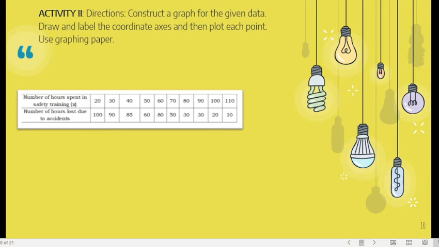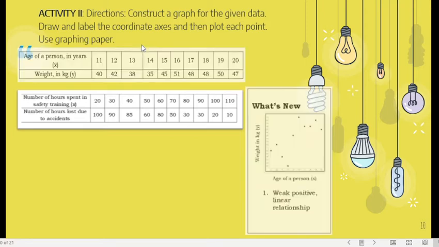Okay, after the 5 minutes has elapsed, let us see if your answers are correct. Now, for the graph of the first bivariate data that we have, for the x value, we have the age of a person in years. So that is what it should look like. Okay? Later on, I will explain the meaning of weak positive linear relationship. How was I able to come up with this conclusion?